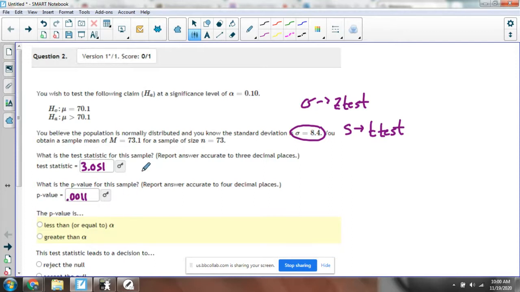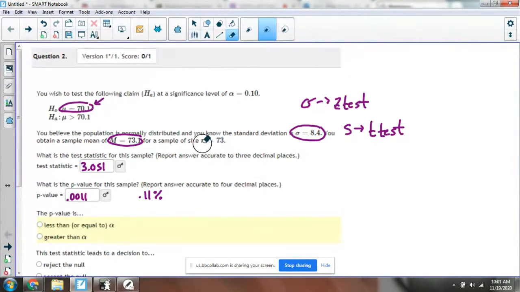Basically we're saying that if this is true, the chance of me getting a sample with an average of 73.1 from a sample size of 73 is 0.11%. It's so improbable that this must not be true. Does that make sense? Yeah. Like if I said 70% of Skittles are brown, I tested 73 bags, and I noticed 73% were brown, that's so unlikely that this has to be false.